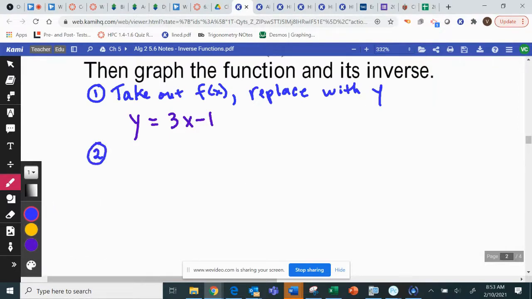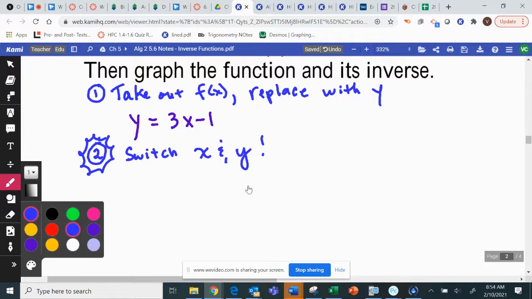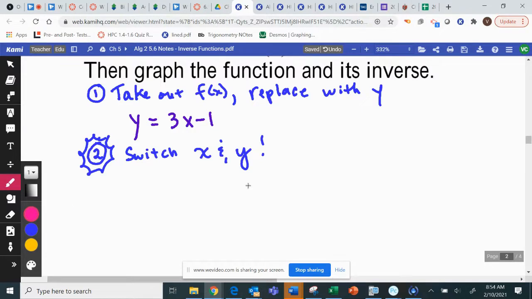Okay, here's a big step. This is step number 2. It's a big step. Step 2, we're going to switch x and y. Here we go. I'm going to do it. I'm going to have the inverse. Here we go. X equals 3y minus 1. That is the inverse. We've found the inverse.